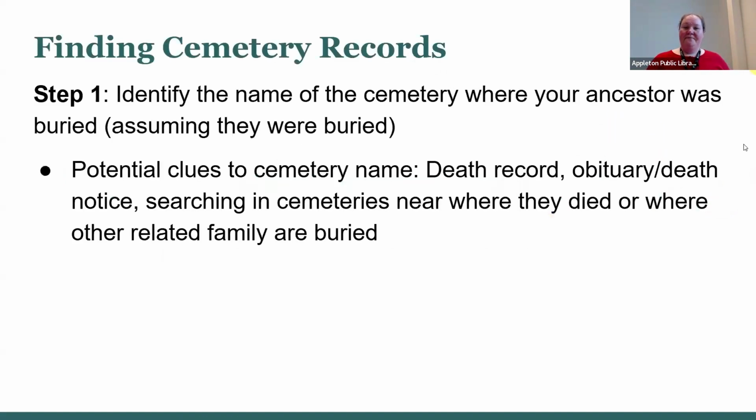All right. So now you're probably wondering, well, how do I find these cemetery records that you've showed me some of these awesome examples for? So step one, we need to identify the name of the cemetery where your ancestor was buried, assuming they were buried. So some potential clues where you might be able to find that cemetery name: their death record, if you found their death record, their obituary or a death notice that might be in the local newspaper. Of course, searching in cemeteries near where they died or where other family members are buried might be good indicators that they might also be buried there.